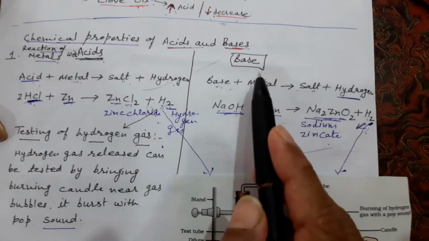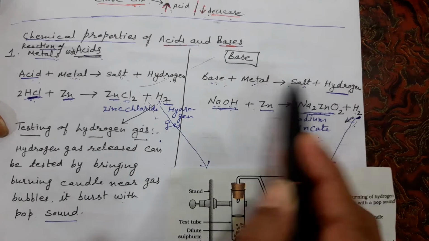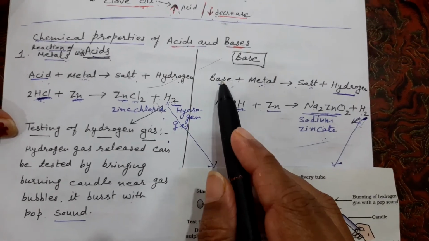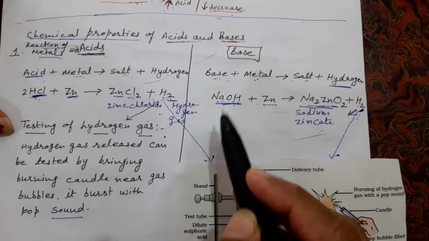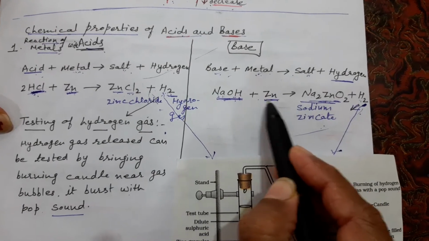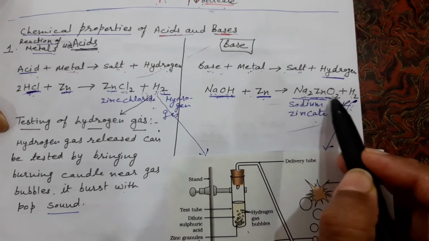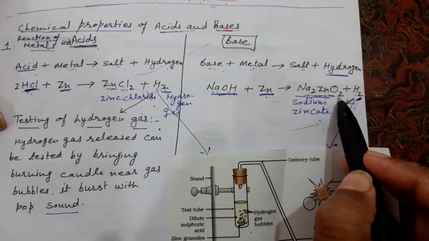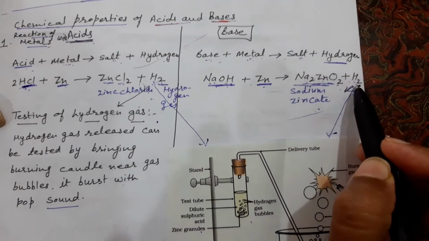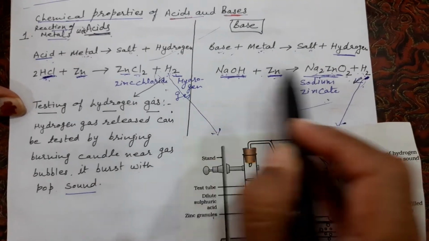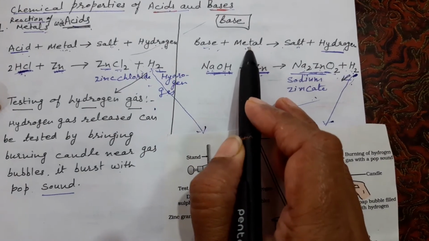Same here, when base reacts with metal, they form salt and hydrogen gas. This is a general equation, and I am writing sodium hydroxide. Sodium hydroxide is a base and metal is zinc. When they react together, they form salt. This is sodium zincate. This is the formula of sodium zincate, Na2ZnO2, plus hydrogen gas.